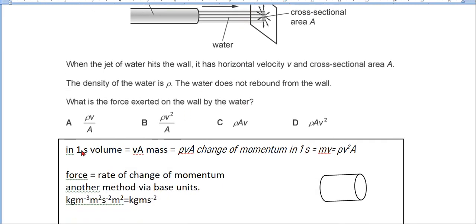In 1 second, volume is vA, mass is rho vA, and change of momentum in 1 second is mv, or rho v squared A. Answer is D, but you can solve this also using base units. Base units for answer D is kilogram meter second to the power minus 2.